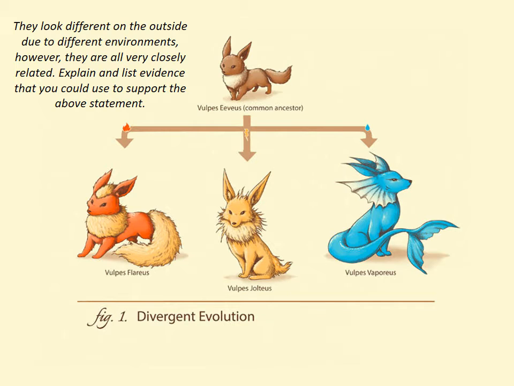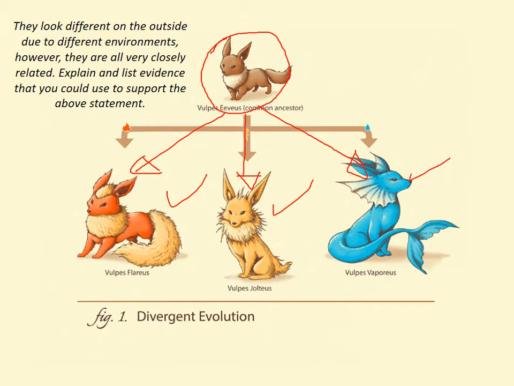So here we can see an example of divergent evolution in the Pokemon world. You can take a look at this being, let's just say, the parent species or the common ancestor, and over time, due to being in different environments, it split into several different closely related species, but they're different from each other because they are in different environments.